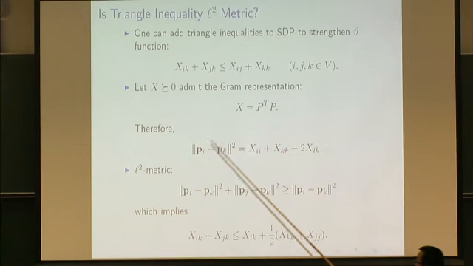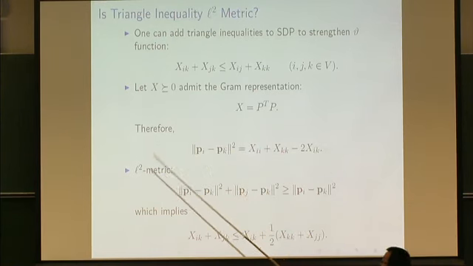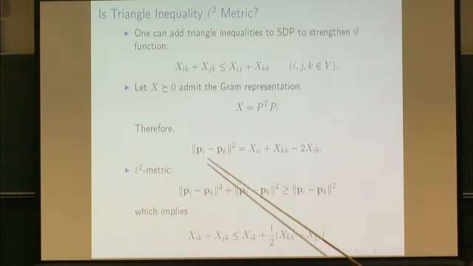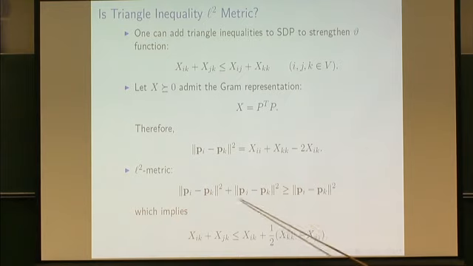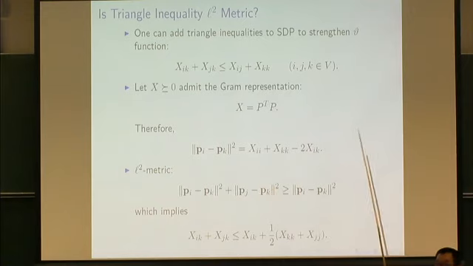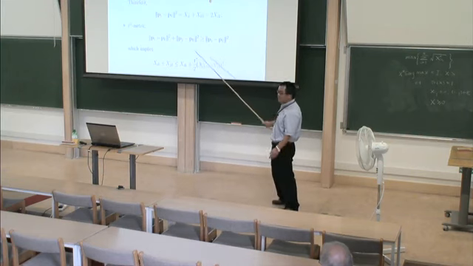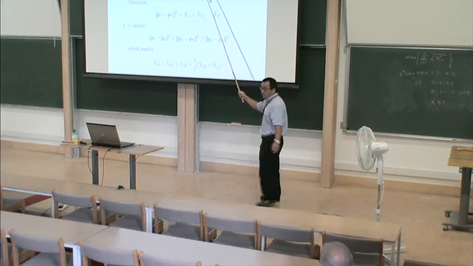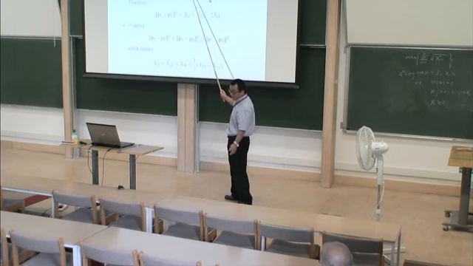In computer science, there is one metric called the L2 metric. L2 metric, actually, they're dealing with the squared distance. If you pick 3 points and the squared distance obeys the triangle inequalities, they call it L2 metric. And I thought the L2 metric may have something to do with triangle inequalities in semi-definite programming. So this is the triangle inequalities.